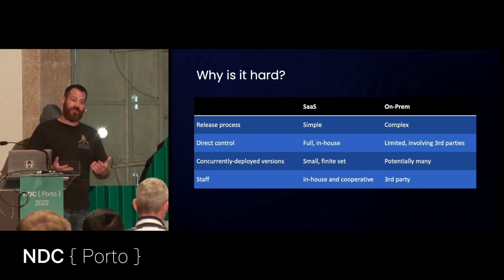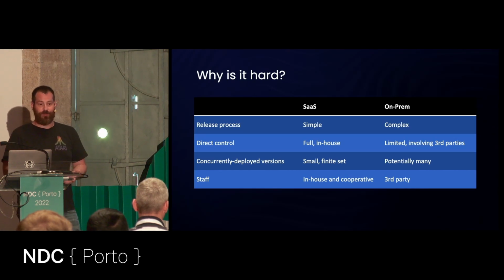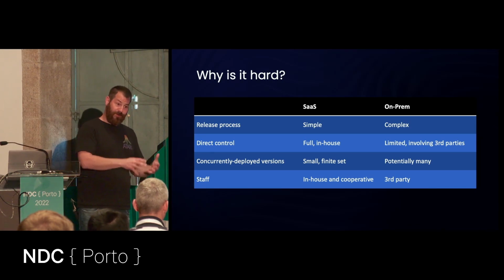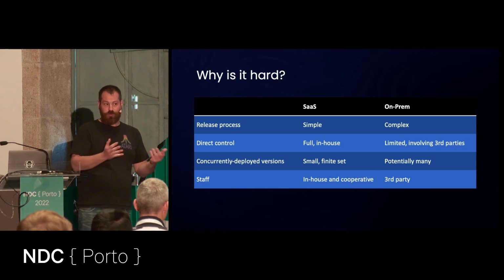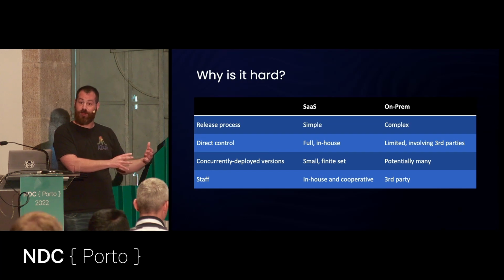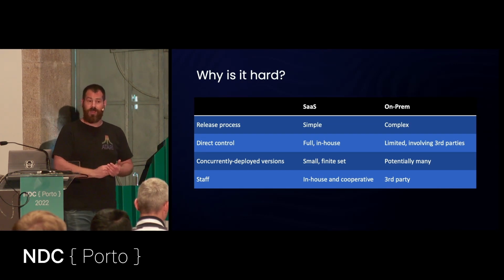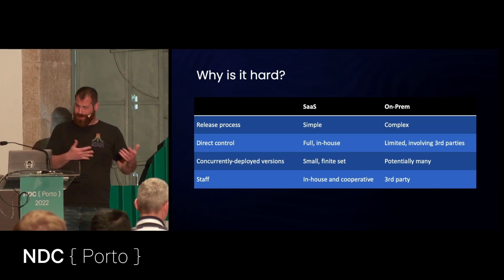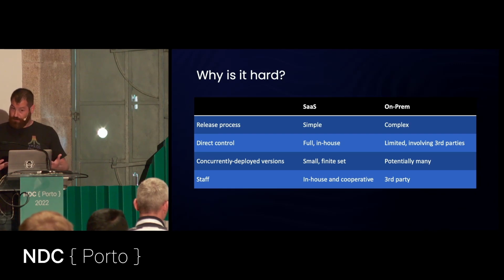How many deployments, how many versions of your software do you actually have running out there in the field? For a SaaS product, you typically have a very, very small finite set of versions, right? You typically have between 1, maybe 2 or 3 versions. You have your production environment, you might have a staging environment, you might run canary deployments, but we're talking about between 1 and 3 concurrently running versions of your product, which makes it very simple.